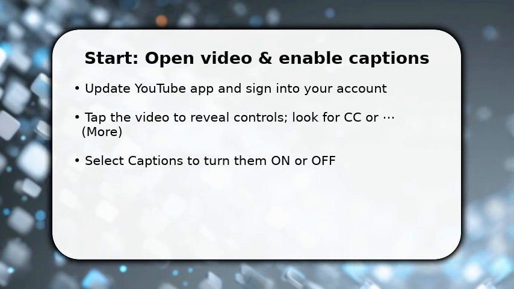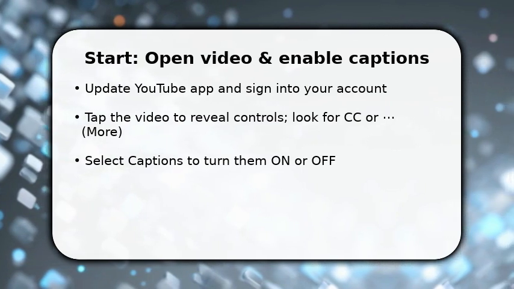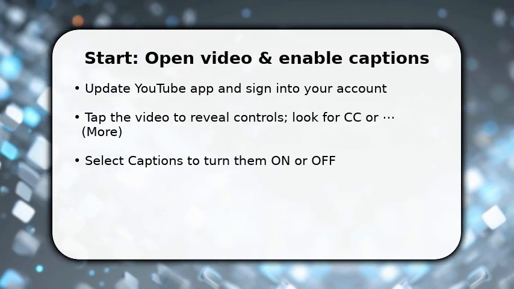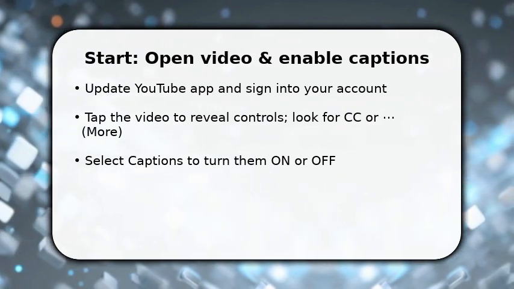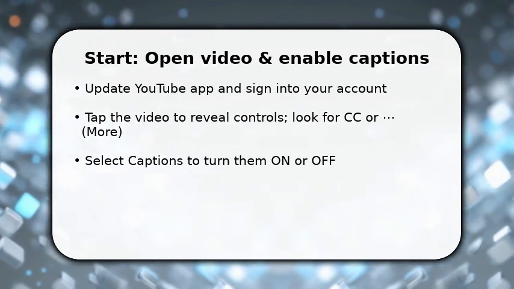Turn captions on immediately because this activates either uploaded subtitles or YouTube's auto-generated captions. Once done, you'll be able to see language options and the caption toggle. This is the essential first step to change how captions appear and which language they use.